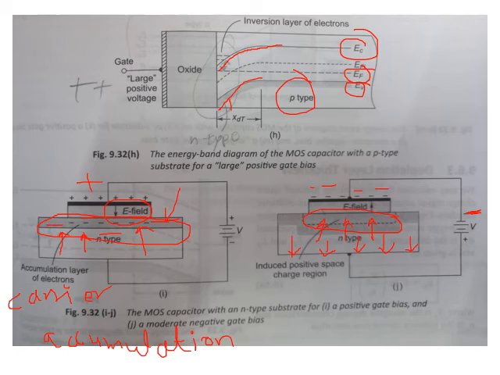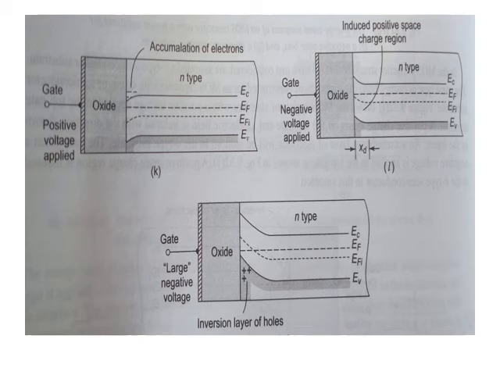Okay. So is this point clear? Next we'll move again towards the energy band diagram. Now you people explain to me. Positive potential is applied towards the gate. This is N-type material. Correct? Tell me what will happen. What are the majority carriers here in N-type? So what will happen?